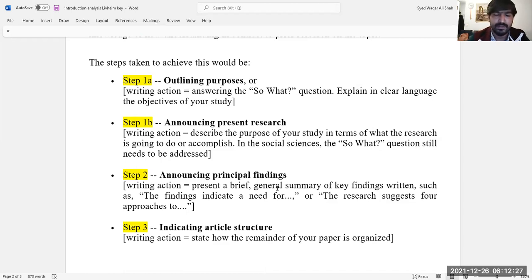And then it's very optional, but in some research papers, it is given: indicating the article structure. It means you tell your readers what your entire article covers. So maybe your article is going to talk about the literature review, your methodology, results and discussion, and other things. So these are a few of the important things that we need to consider while writing our introduction.